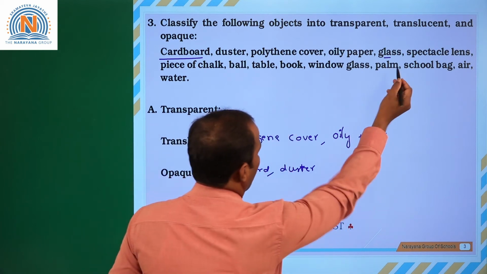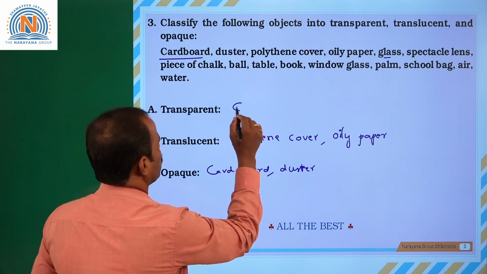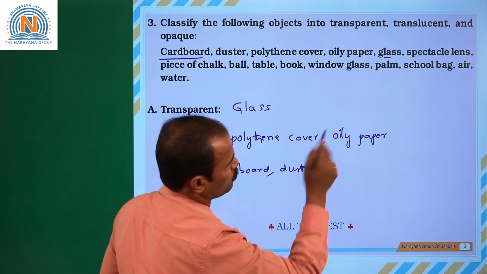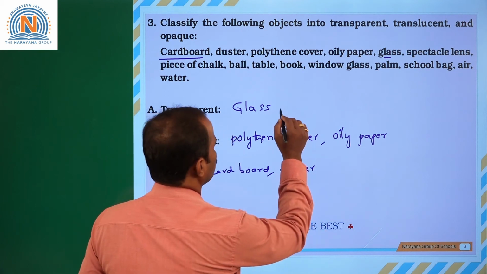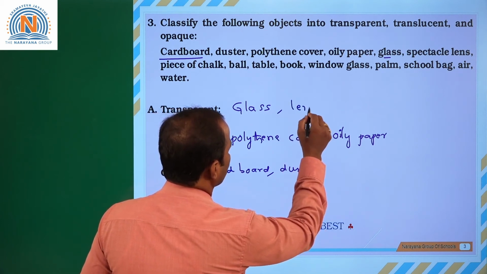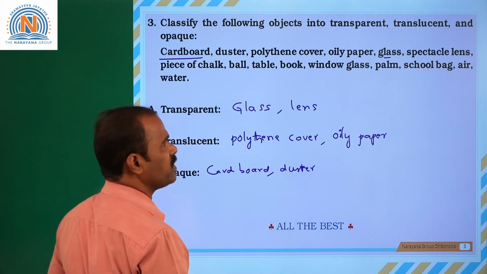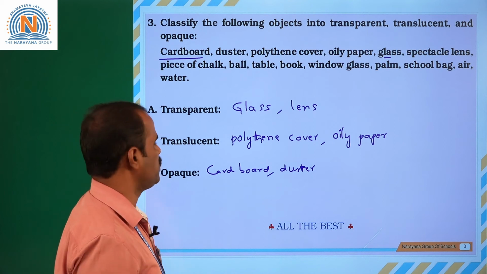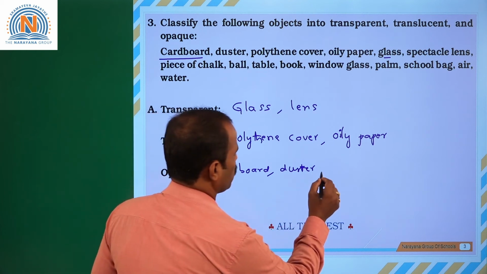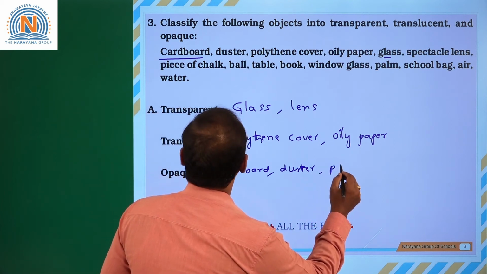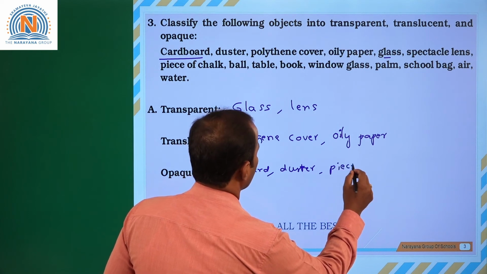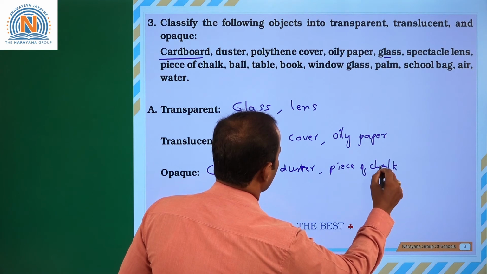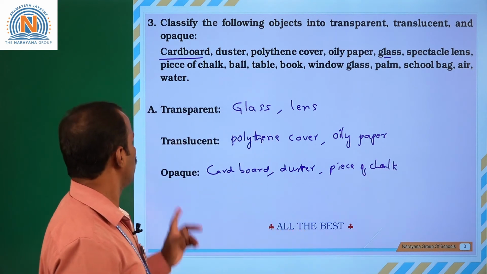Next to glass, it comes under transparent. Next to spectacle lens. So lens comes under transparent. Spectacle lens comes under transparent medium. Piece of chalk. Chalk piece comes under opaque object.